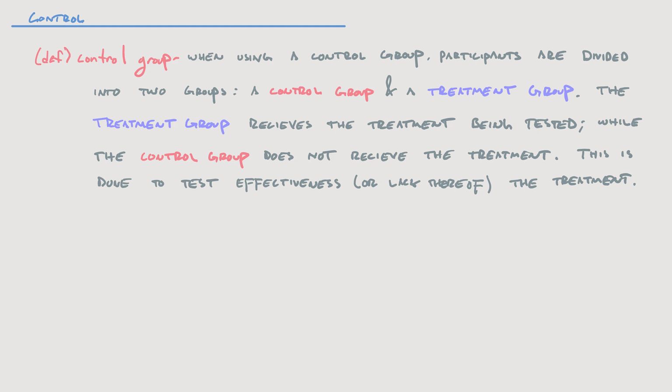So the definition of a control group says this. When using a control group, participants are divided into two groups, a control group and a treatment group. The treatment group receives the treatment that's being tested while the control group does not receive the treatment. This is done to test effectiveness or lack thereof of the treatment itself. Now, whenever you make the decision to break participants up into two groups, like a control group and a treatment group, then there's some things that you have to consider when you're doing that.